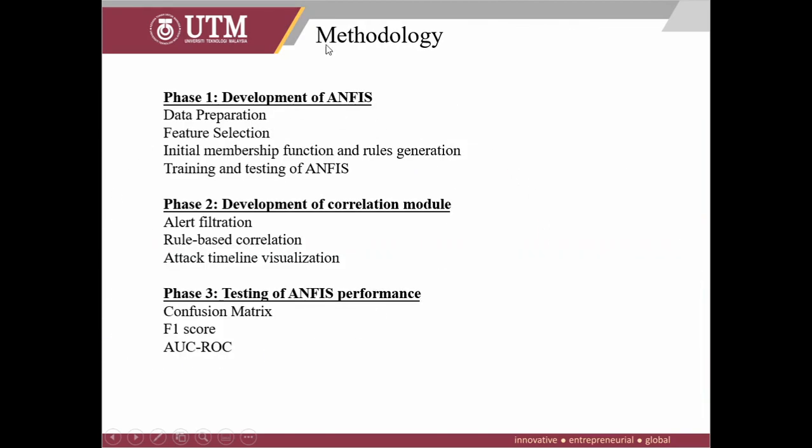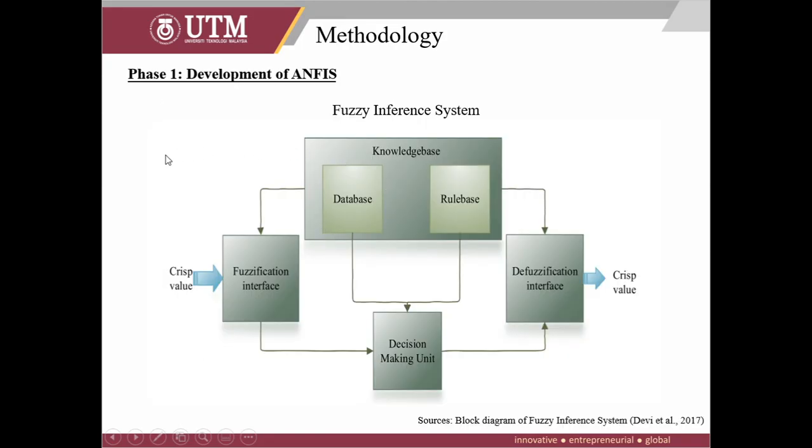There are 3 phases for this design. Firstly is to develop the ANFIS. Secondly is to develop the correlation module. And lastly is to test the performance. So in order to develop, we first need to understand what is ANFIS, or Adaptive Neural Fuzzy Inference System. It's the combination of neural network technology with a fuzzy inference system.